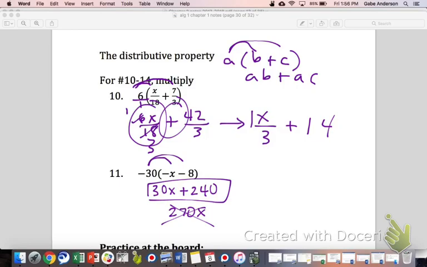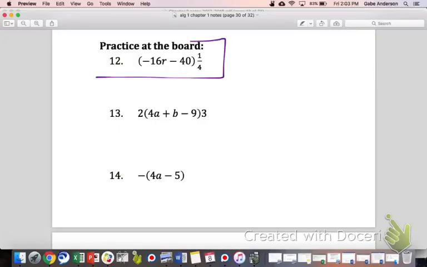So look ahead. Oh, this is hard. You're working at your seat if you are not up there at the board.